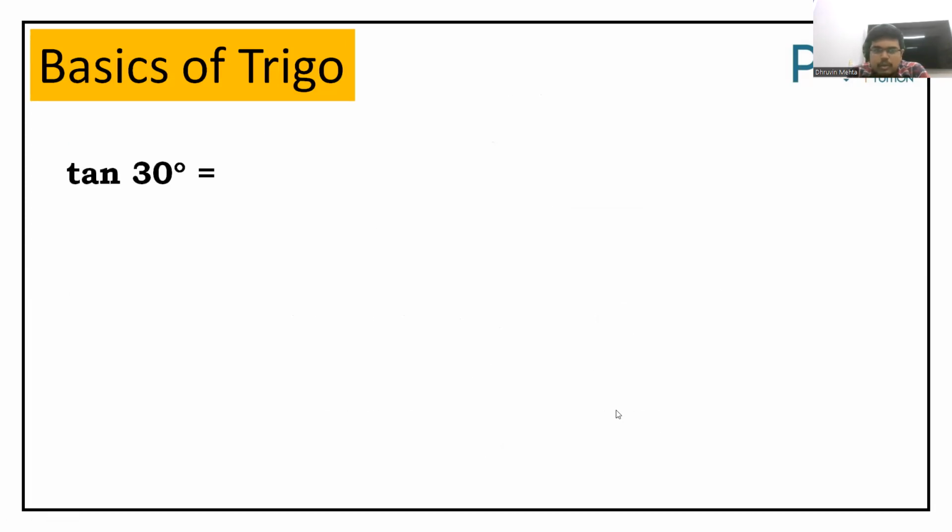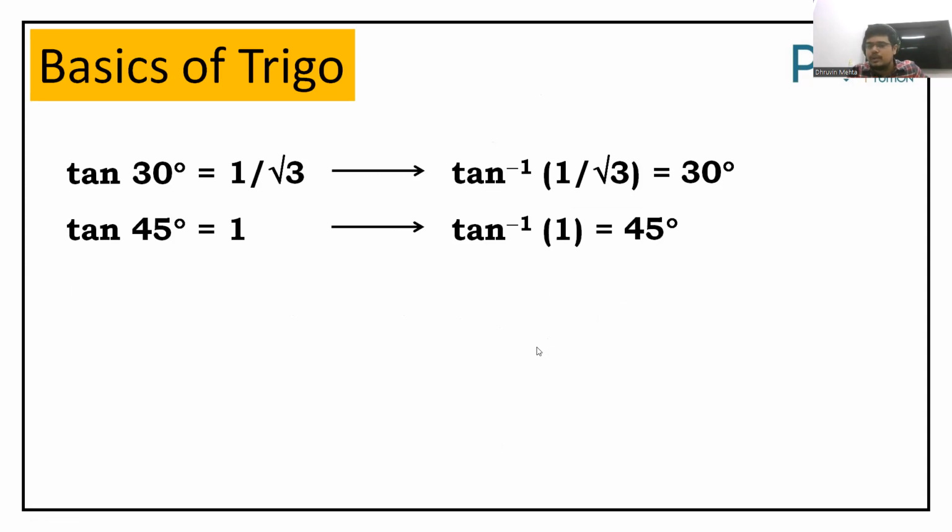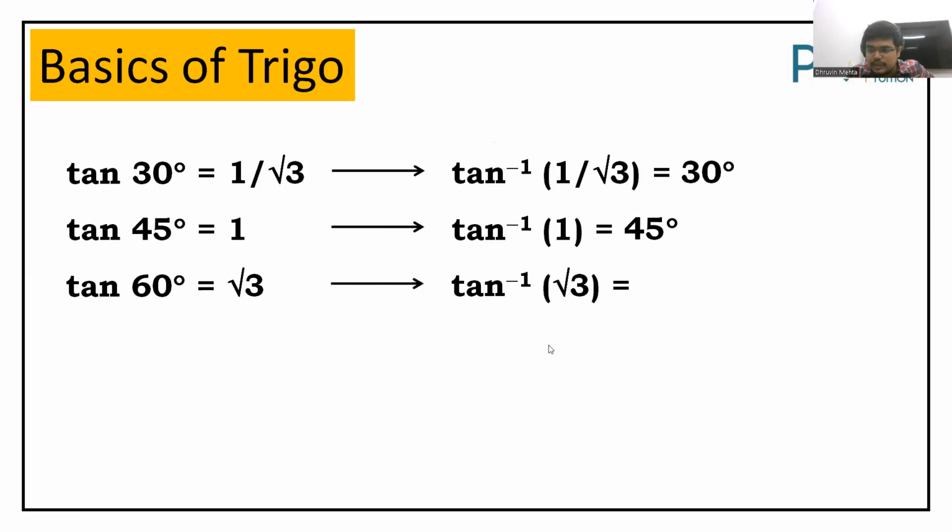Chalo. So now one more thing. Inverse trigonometry का थोड़ा basic concept. So you already know tan 30 is 1 by root 3. So if I ask you what is tan inverse of 1 by root 3, then you will tell me 30 degree. Right? This is how inverse trigonometry works. Tan 45 we know is 1. So tan inverse of 1 is going to be 45. Tan 60 we know is going to be root 3. So tan inverse of root 3 is going to be 60. ठीक है, और इसको pi में convert कर सकते हैं हम as per the requirement of the question.